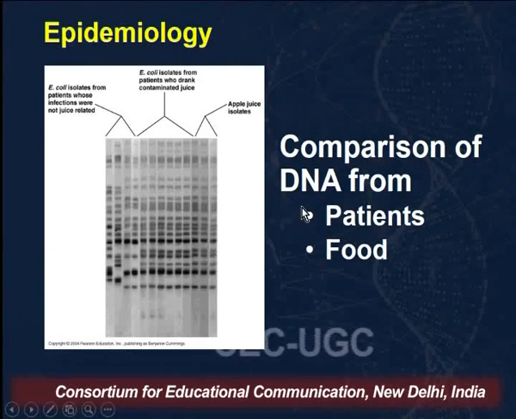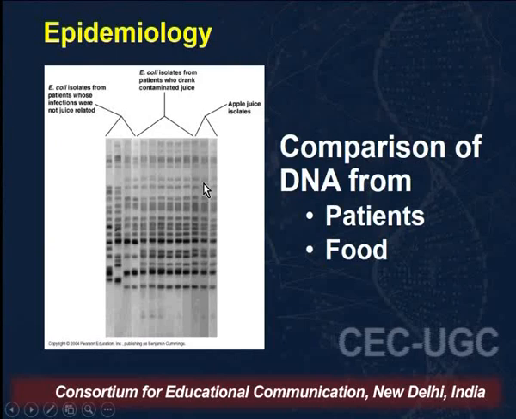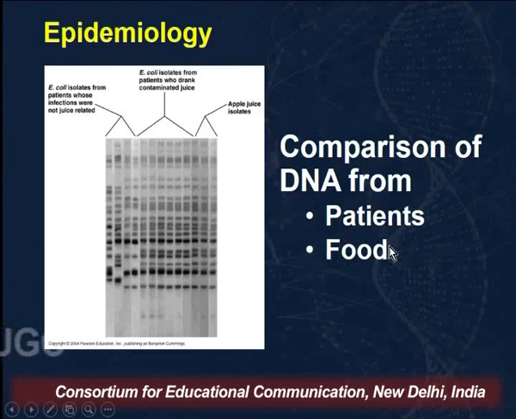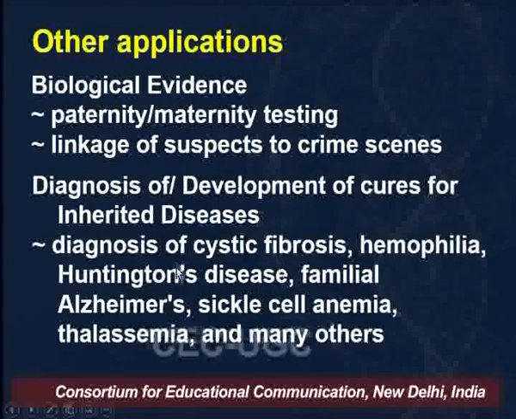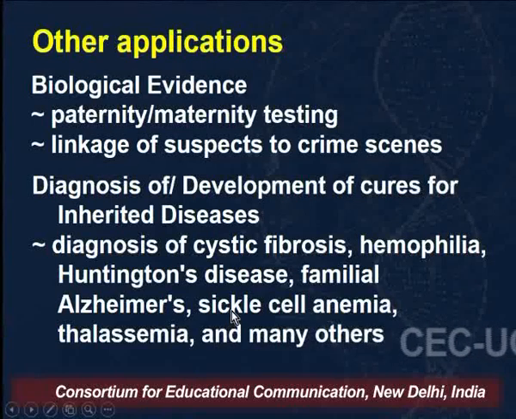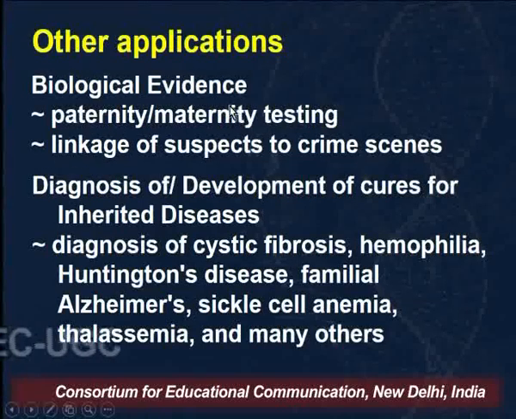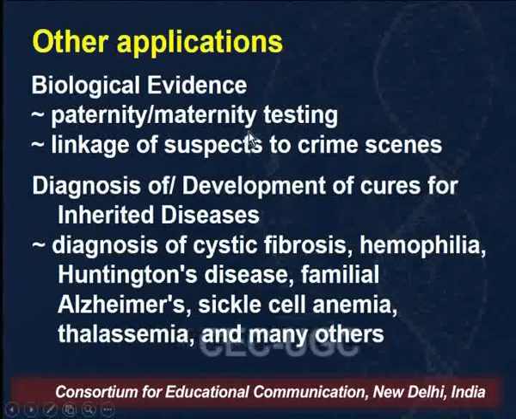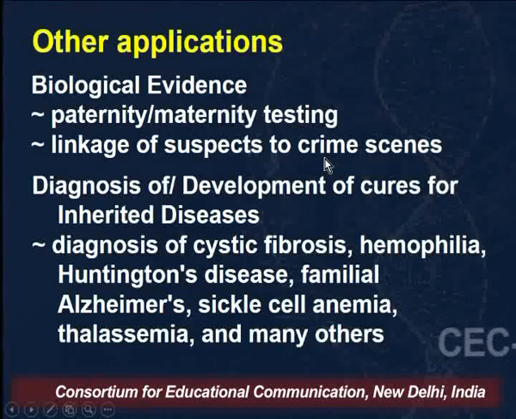Obviously, you will use the probe either for that pathogen, the complete pathogenic genome, or if you want to talk about one particular gene of that pathogen, then also you can use the probe and you can have these different epidemiology that can be studied. So other applications of forensic sciences, that of DNA fingerprinting, we have talked about the biological evidence. In biological evidence, the major thing is paternity and maternity testing, and the linkage of the suspects to the crime scene. So this is basically what we have talked about.